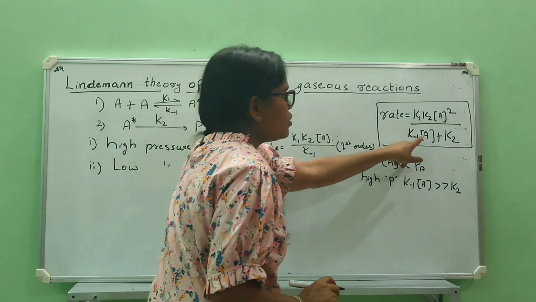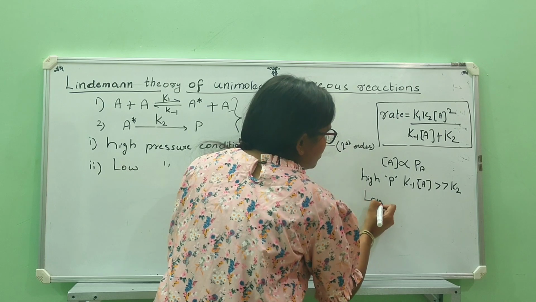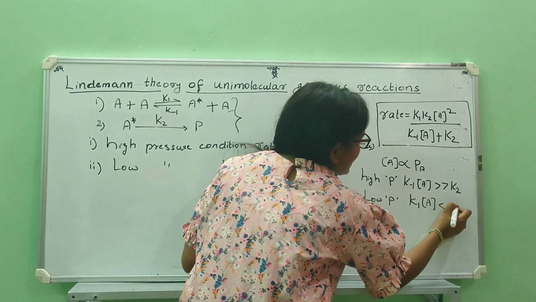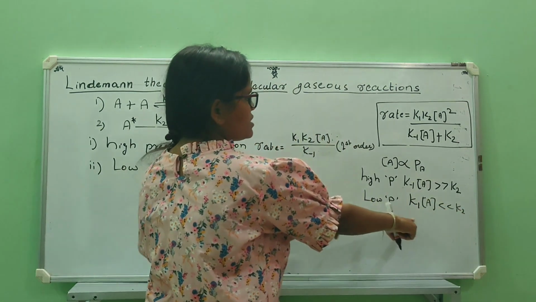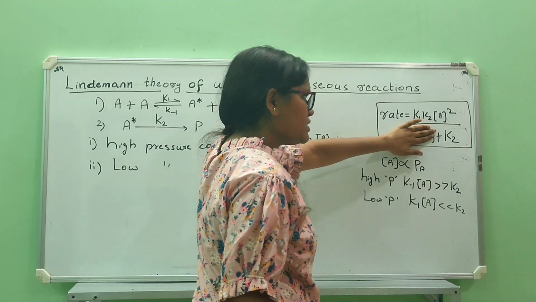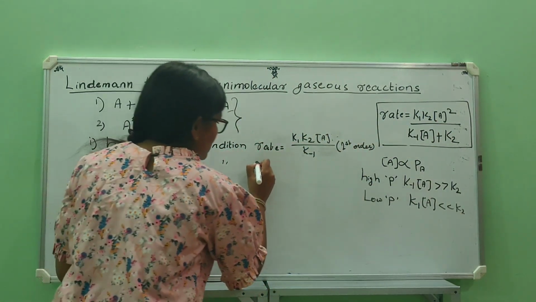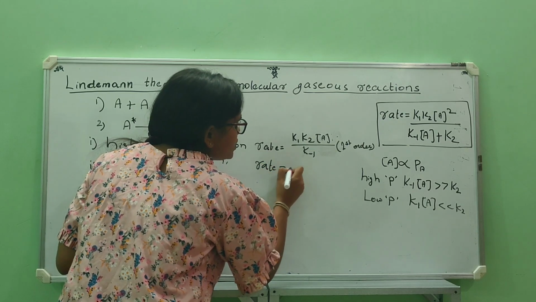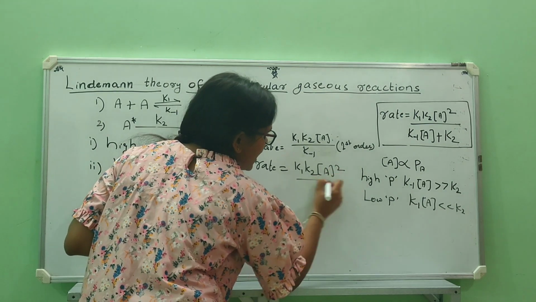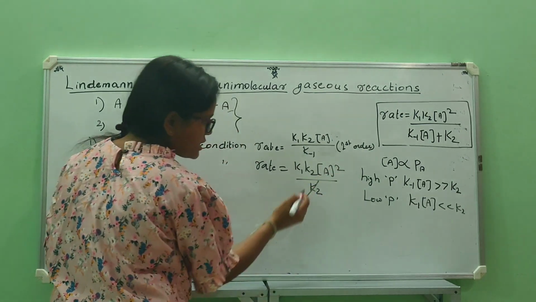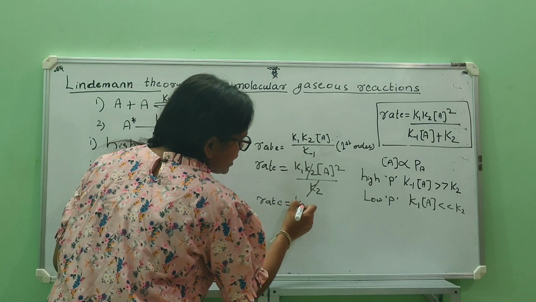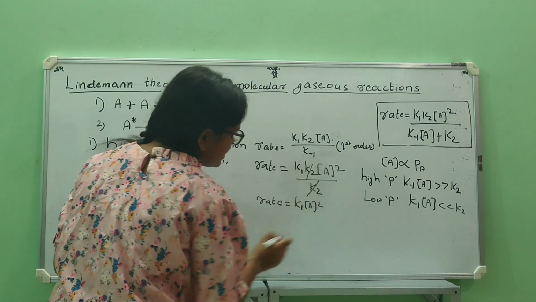So we know that at low concentration or low pressure, what happens? K minus 1 A is far less than K2. That means K2 is far greater than this term. So when K2 is far greater, this term can be neglected and the rate becomes K1, K2, A square by K2. So I can cancel K2 from here. So rate will be equal to K1 into A square, right?